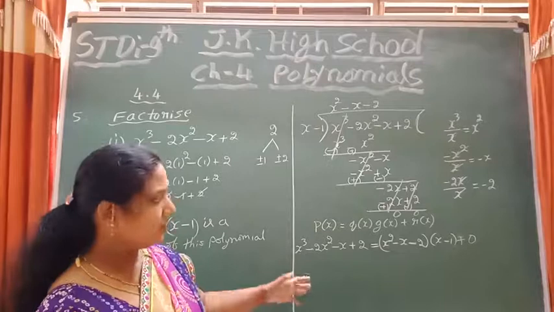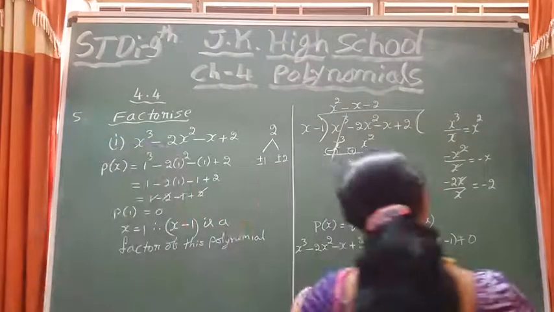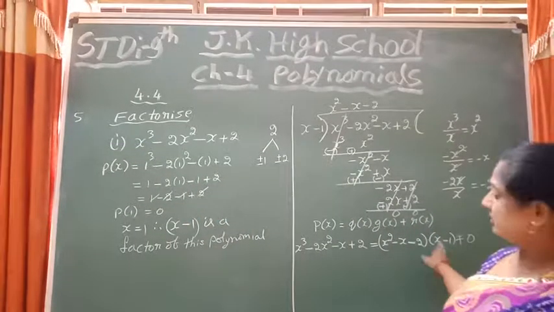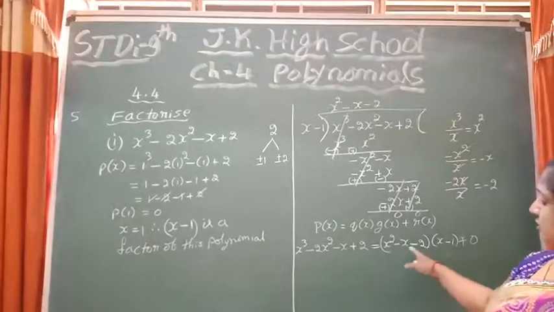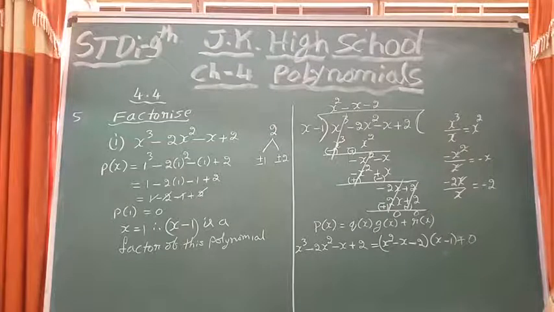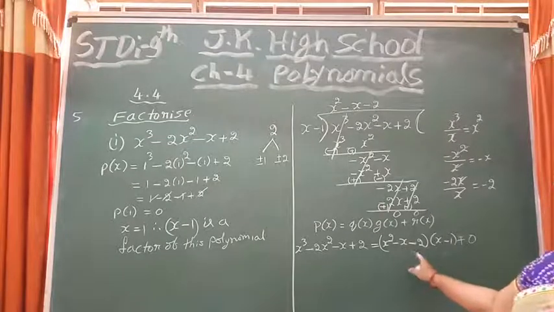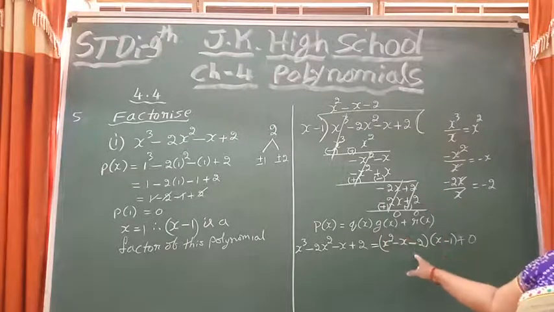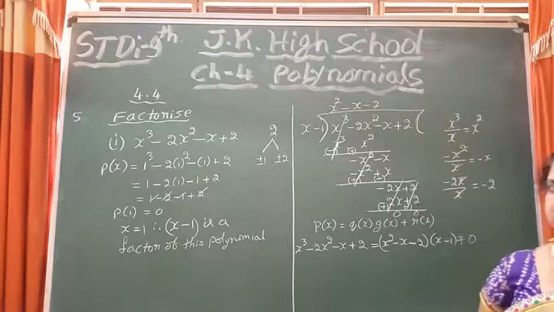So if I divide now, I will get it in this form: one quadratic polynomial and one factor. We know already this is a factor. So I can split this one using the factorization method and find the factors. Please children, write down this much. I am going to continue still. Okay, write down.